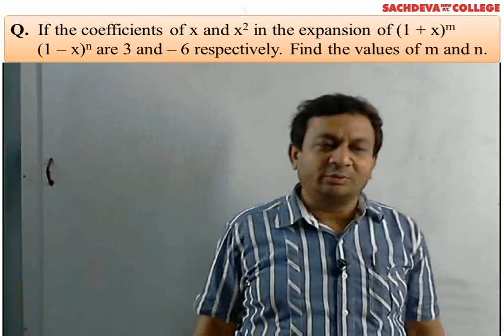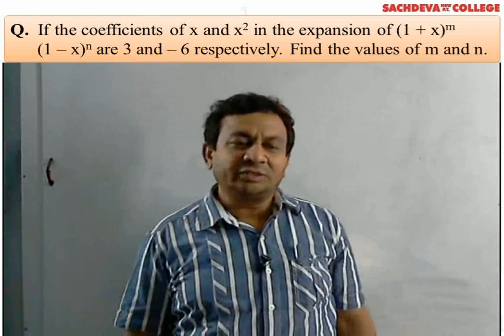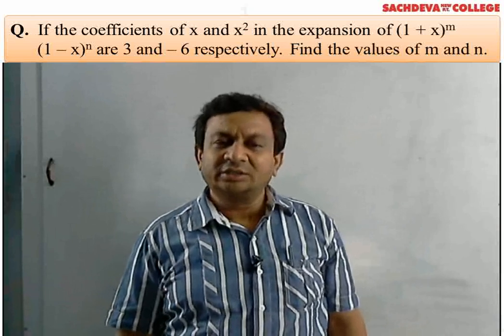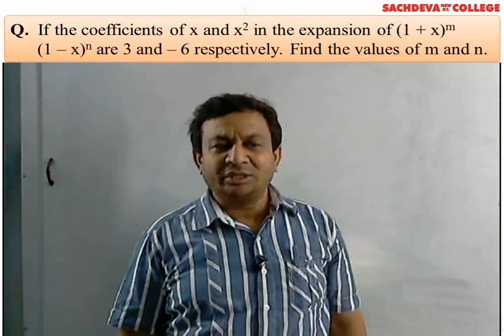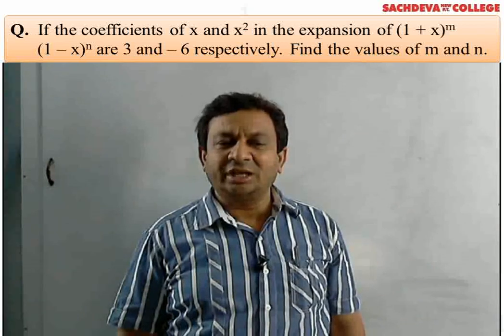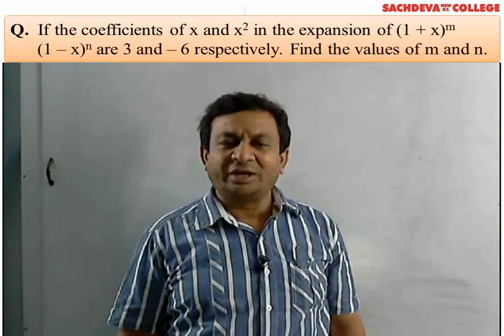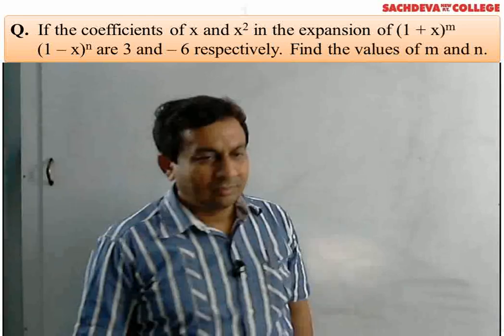Now we solve next problem. If the coefficients of x and x square in the expansion of (1 plus x) to the power m into (1 minus x) to the power n are 3 and minus 6 respectively, find the value of m and n.